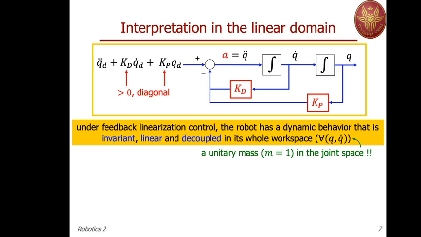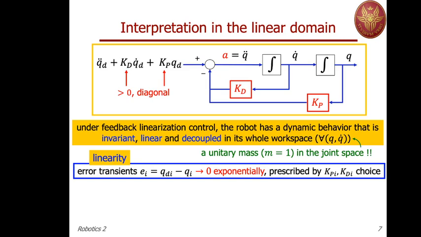And if you look more carefully, it's like having, for each joint, in the joint space where the design of this controller is being carried over, an equivalent unitary mass, m equal 1, subject to the new command. It's like having m_i times q double dot i equal a_i, and we would like to stabilize this mass, and the mass has a unitary value. Of course, we can impose also a different value for this equivalent mass, and this is a slight modification that I leave to you as an exercise.